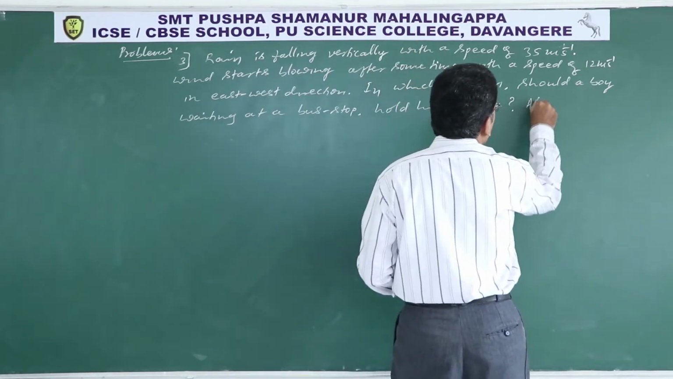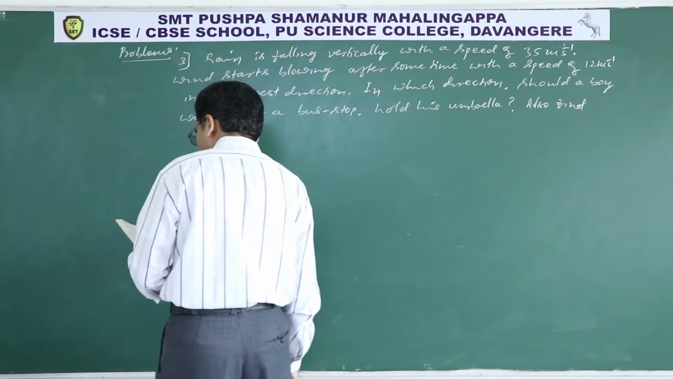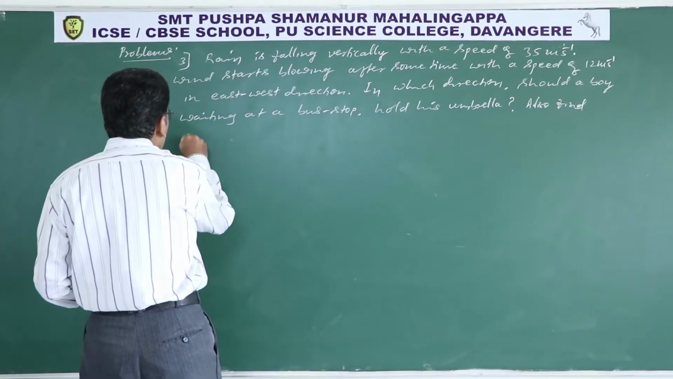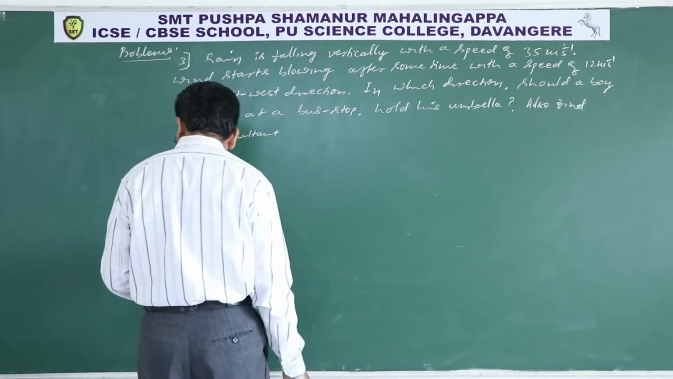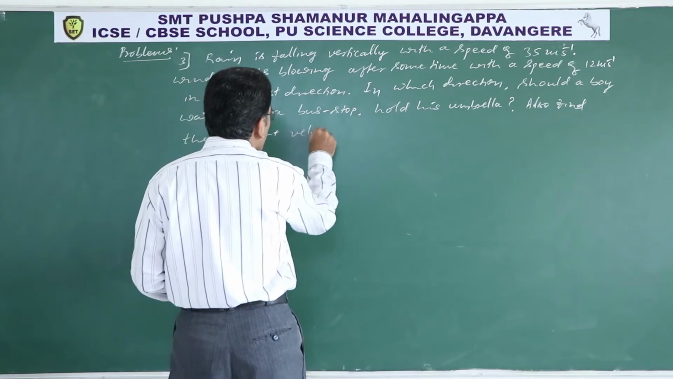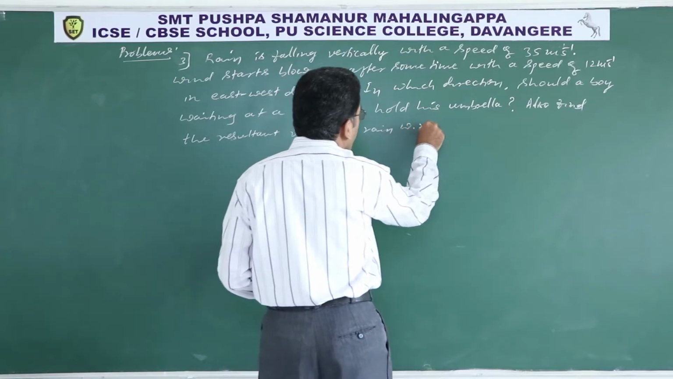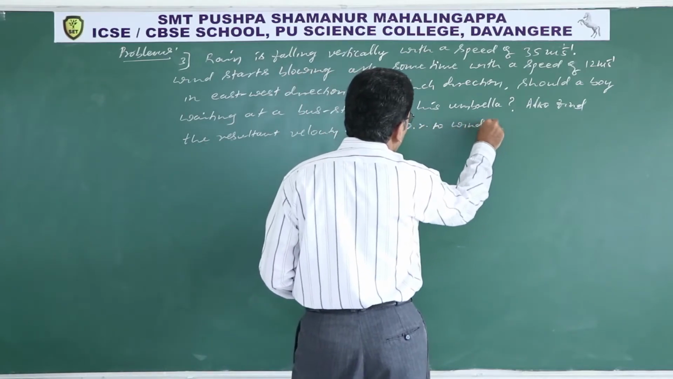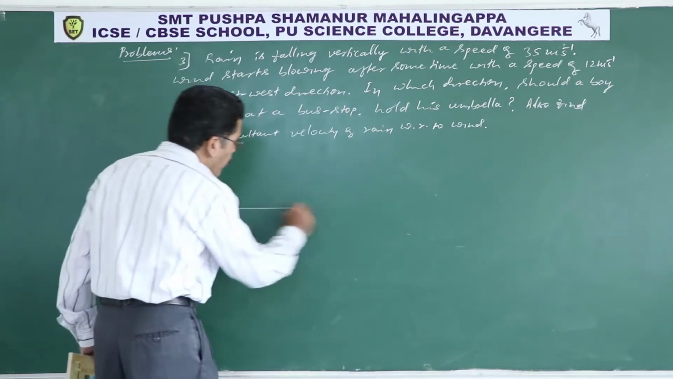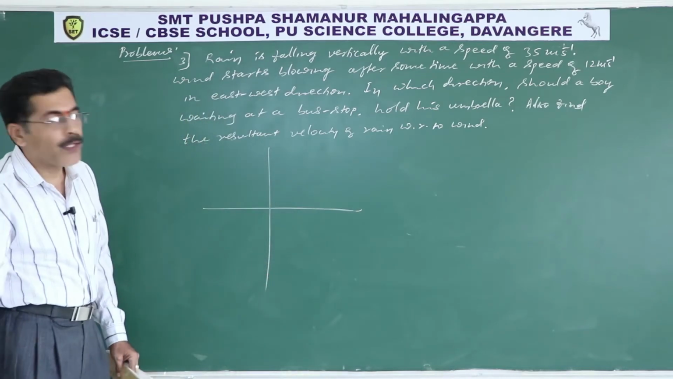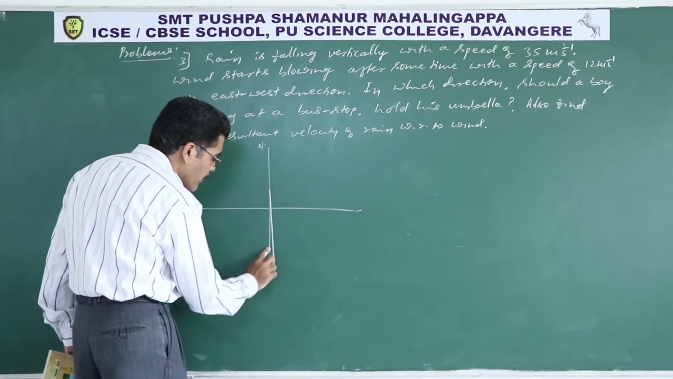Also find the resultant velocity of rain with respect to wind. See here, you know that raindrops always fall towards south.